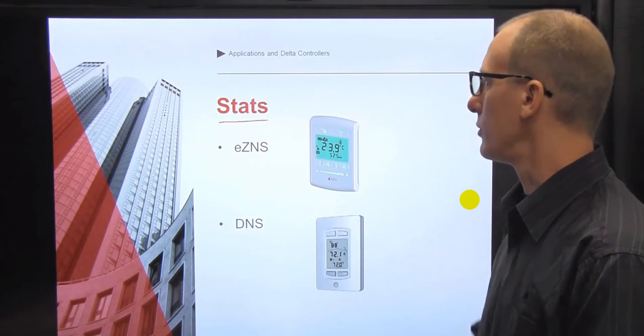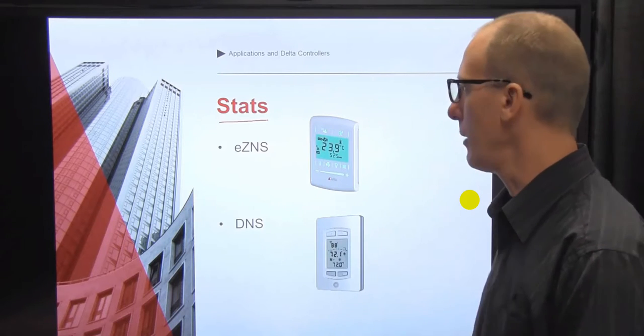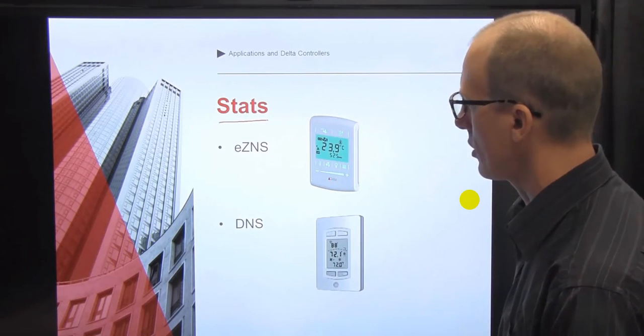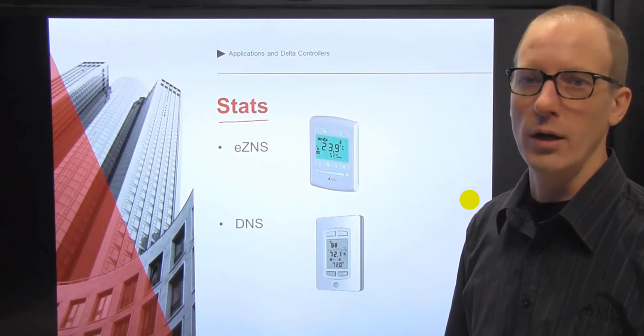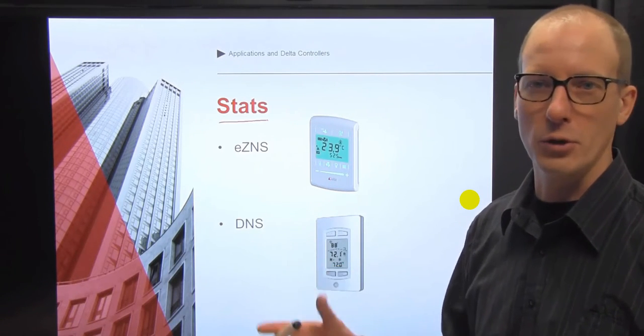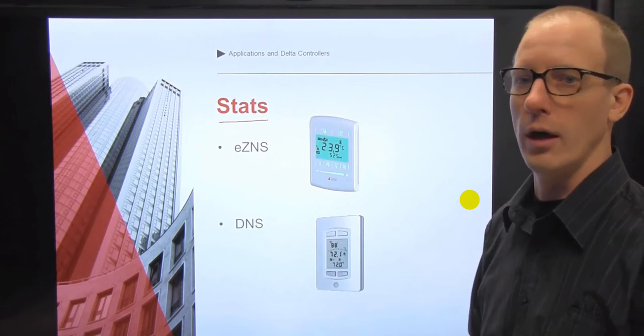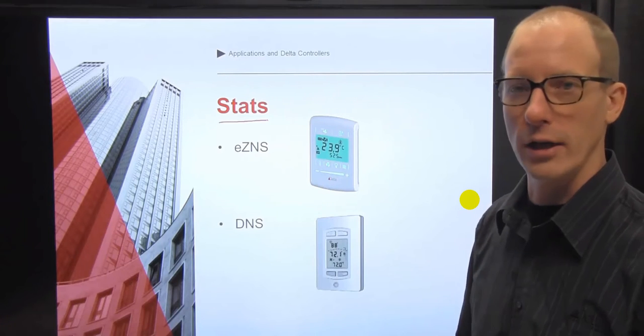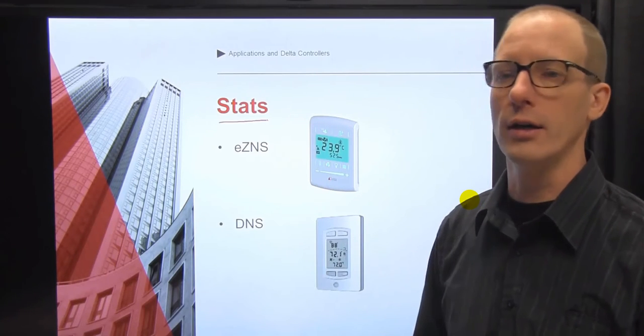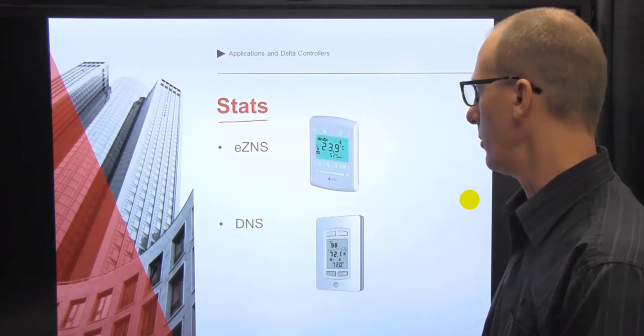Moving on to stats. We have two different families of stats right now. The stats I'm going to describe here do not have I/O on them. They don't do local control. These are basically to measure the space temperature and other parameters from a room, allow a display to interact with the occupant in the space, and adjustment of the set point, that kind of thing. So that's what these stats are all about, basically.